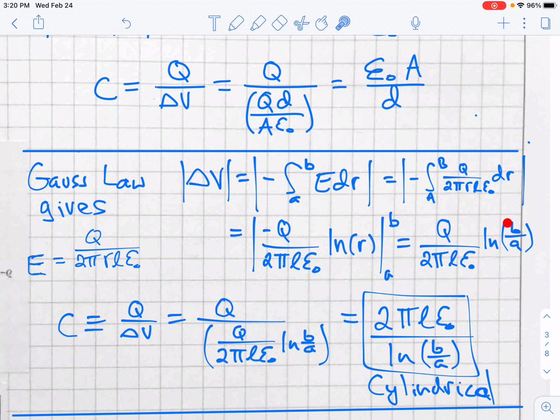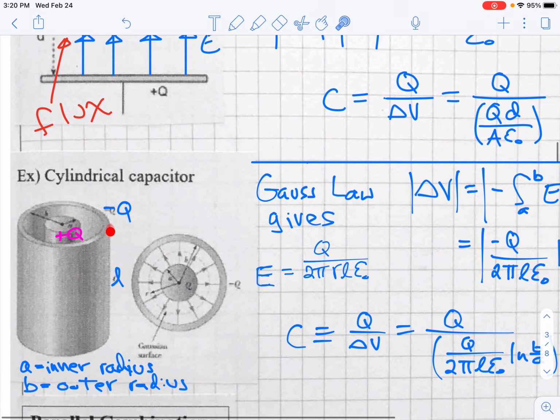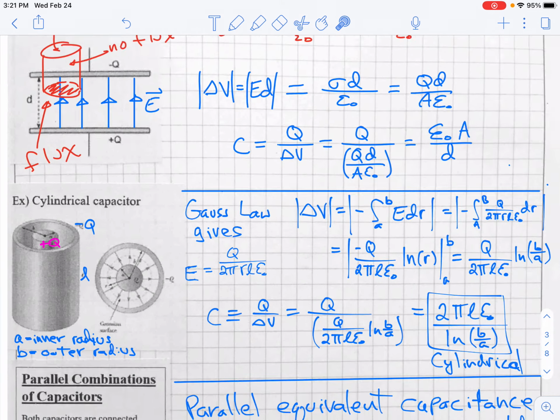Q over delta V that we just got, we get the expression for capacitance of a cylindrical capacitor. Look at everything in here. Number, L, physical property, epsilon naught, number, B and A, physical property. So the only variables here are L, B, and A, and those were the dimensions, the size and shape of our capacitor. Again, capacitance is purely a property of the physical characteristics of your capacitor.